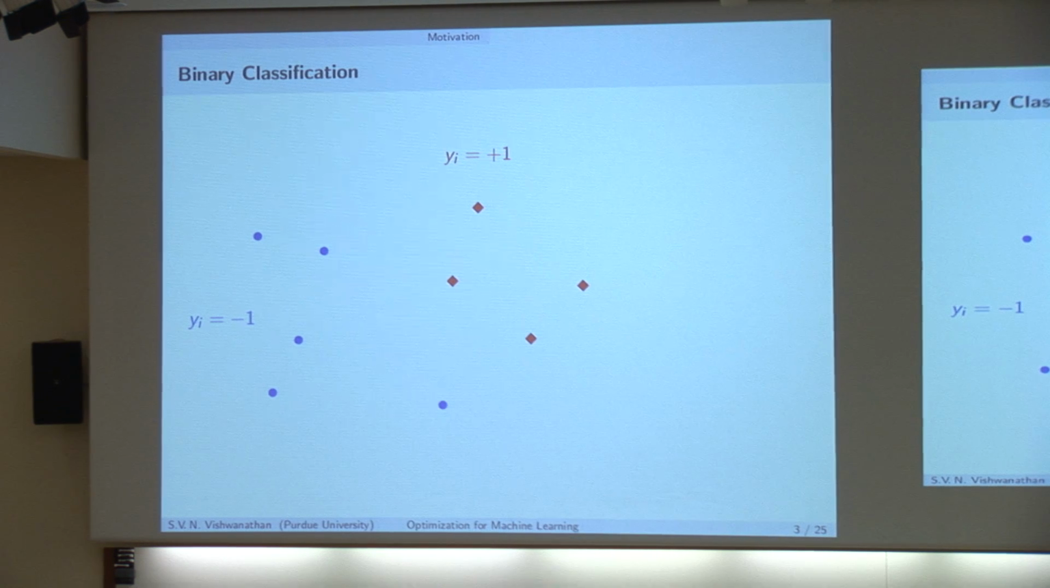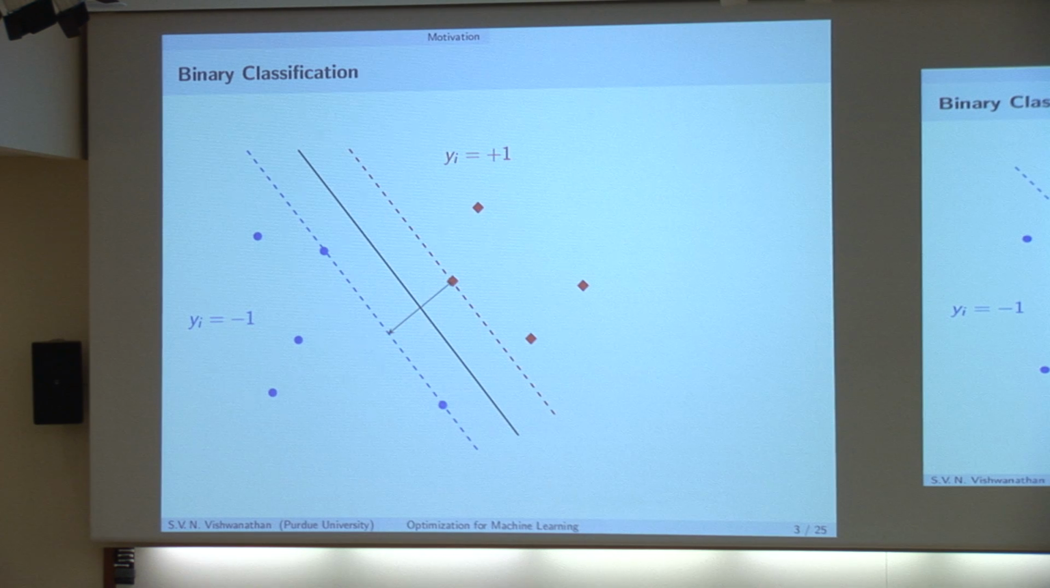So the prototypical example in machine learning: you're given a bunch of blue circles and red diamonds, and you want to build a classifier which will separate the blue circles from the red diamonds. Clearly this data is linearly separable, which means that there is a linear hyperplane which separates these points. And there are of course infinitely many linear hyperplanes which can separate this data, and from among them you want to choose a good one.